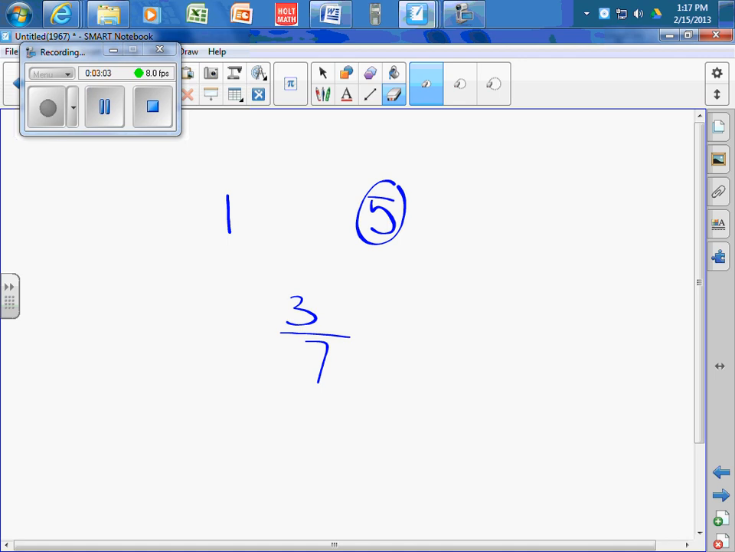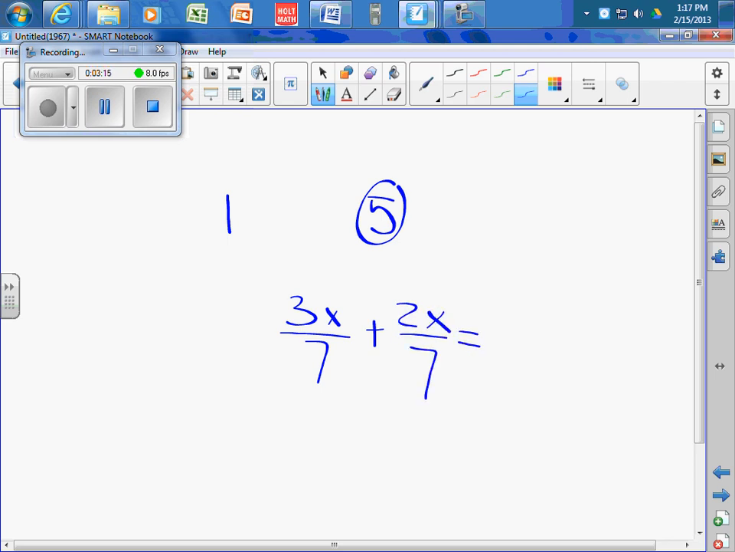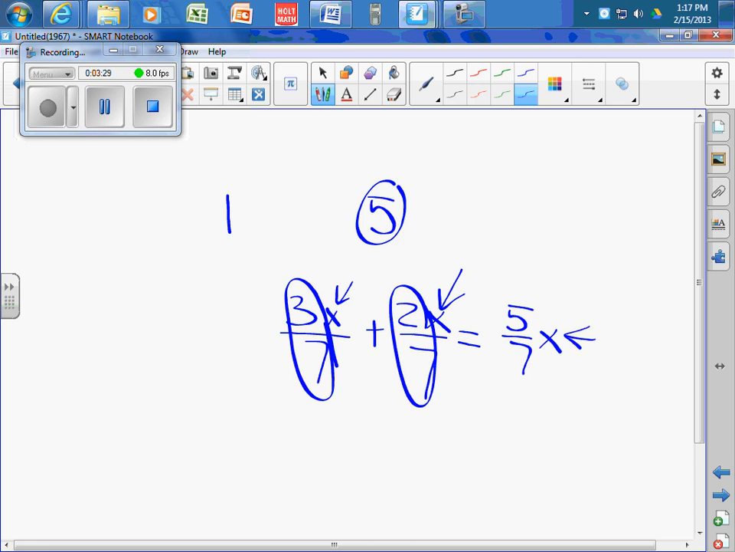But what if we had 3/7 x, or 3x over 7, and I want to add to it, say, 2x over 7? Well, we add their coefficients. 3/7 plus 2/7 is 5/7 x. Now notice where the x is here. The x here is in the numerator, but here I put it off to the side behind the 5/7. They mean the exact same thing. So 3/7 plus 2/7 is 5/7.